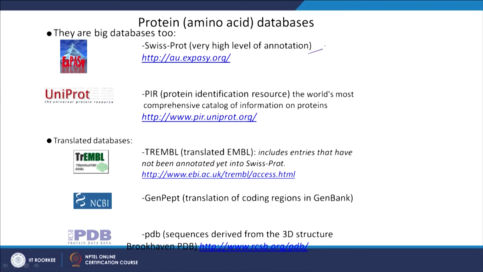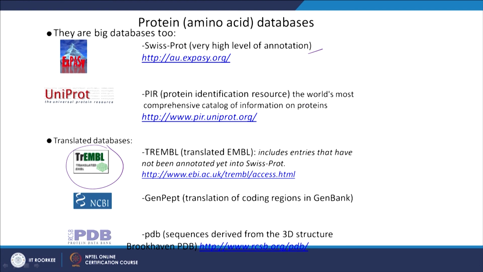For protein analysis also, we have a lot of databases. We have SwissProt, which has a very high level of annotation. We have PIR, Protein Information Resource, part of UniProt, the most comprehensive database in the world on proteins. Then we have TrEMBL, which means EMBL, by the way, and it is like the pre-version of SwissProt. Basically, sequences that have not yet been included in SwissProt are present here.